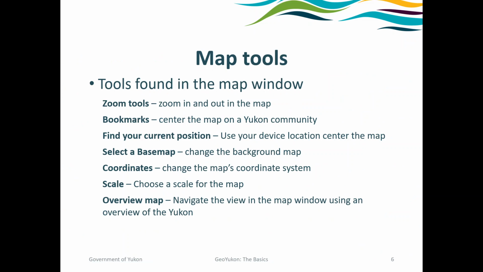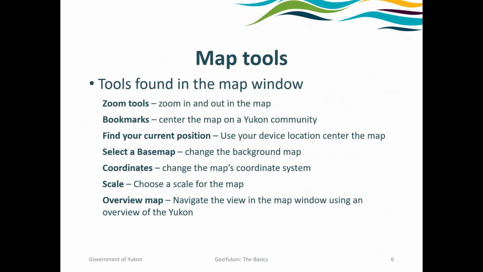The next topic I want to talk about is map tools. These are the tools found in the map window. They are tools to help you navigate around the map. So you'll find zoom tools, which are pretty self-explanatory. It allows you to zoom in and out of the map. You'll find bookmarks, which are the Yukon communities. It's a quick way to zoom straight to whatever community you're looking for, rather than trying to find it.